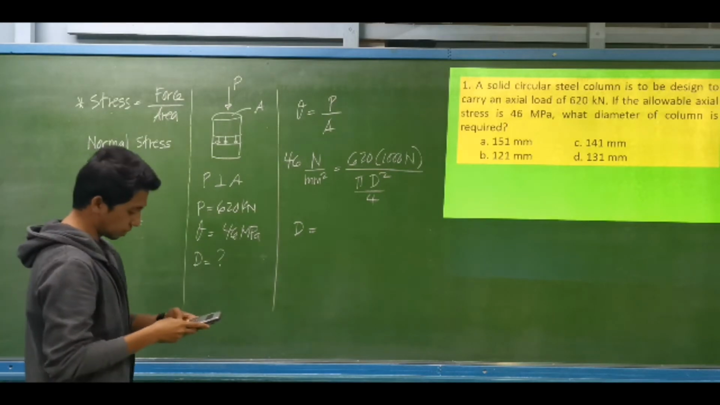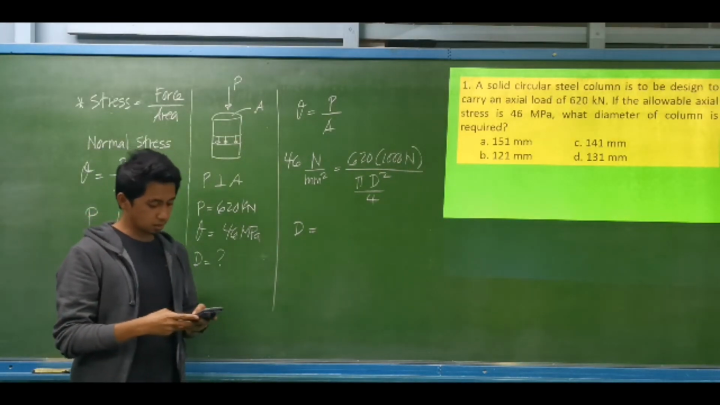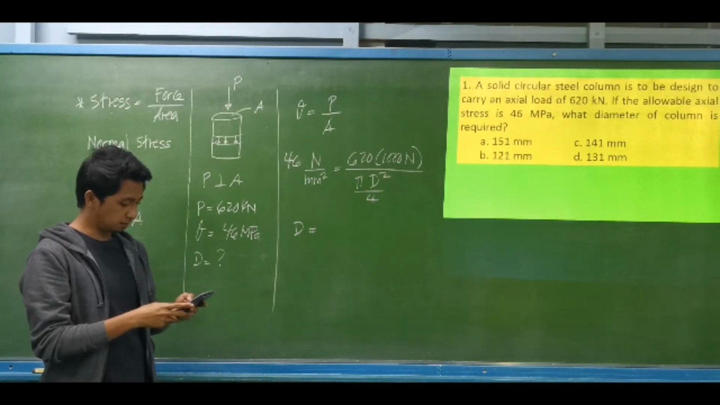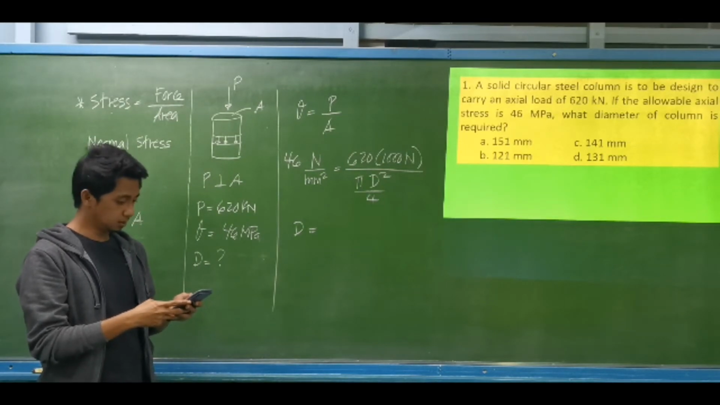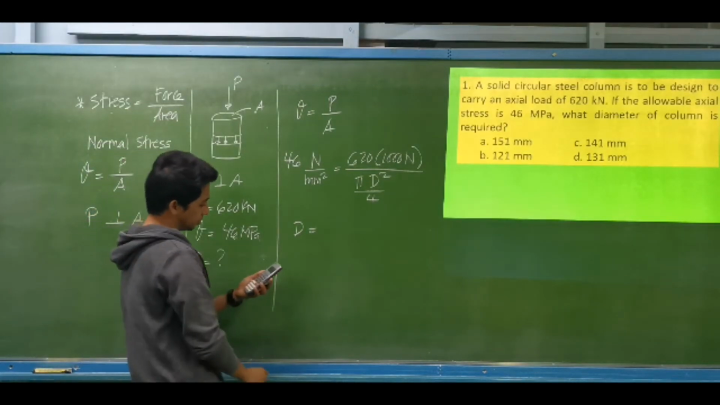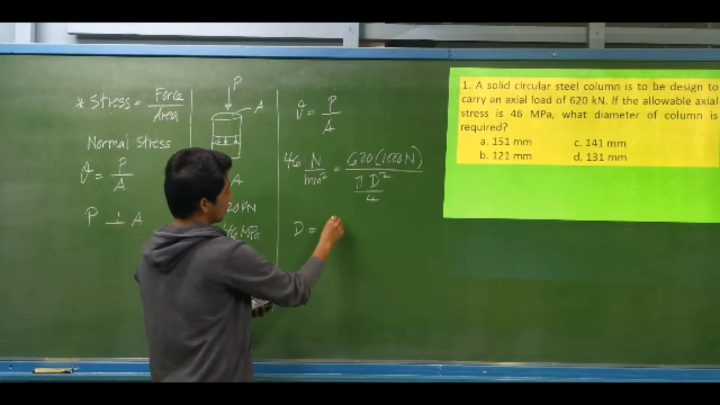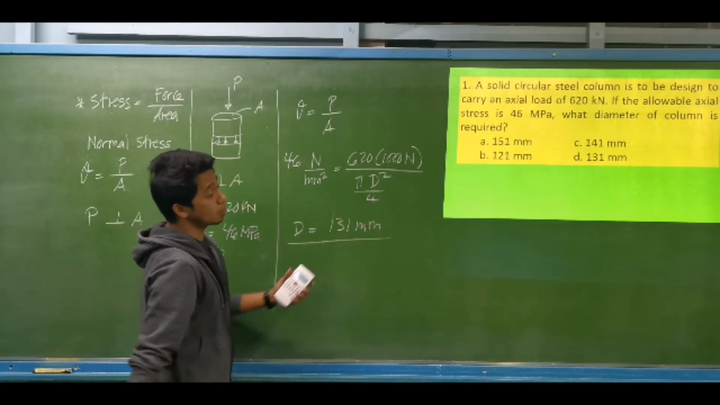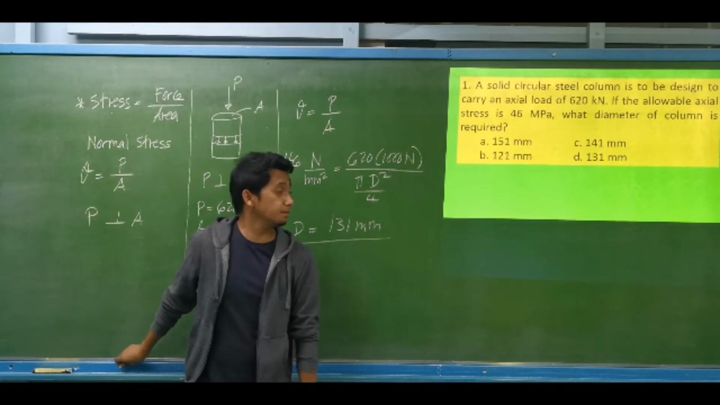So we have the square root of 620 times 1000 divided by 46 times pi over 4. We have 131.0002. Well, let's have it as 131 millimeters. So on our choices, that is letter D.